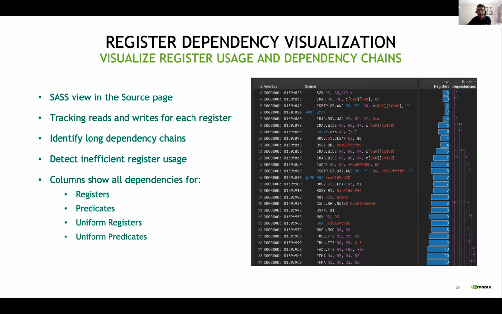And similarly, we also show the live register counts. So you can identify this, because the number of registers you use will basically determine how many blocks can concurrently run. And based on that analysis, you can identify that you could possibly change your compiler options to reduce the register usage or modify your code, so that you can launch more blocks and get better utilization of the GPU. Next slide, please.